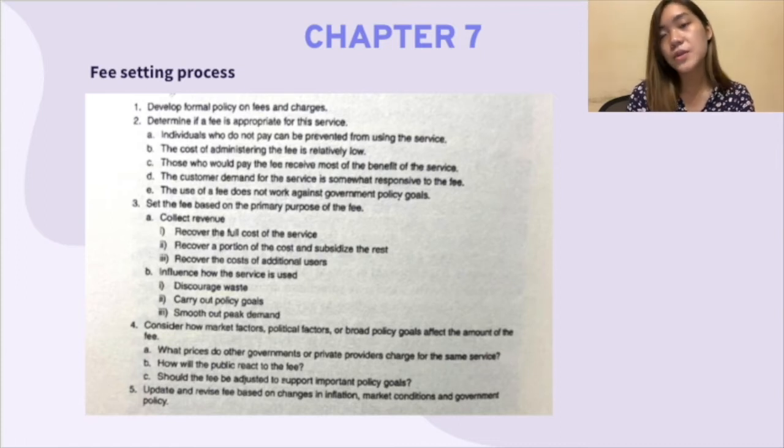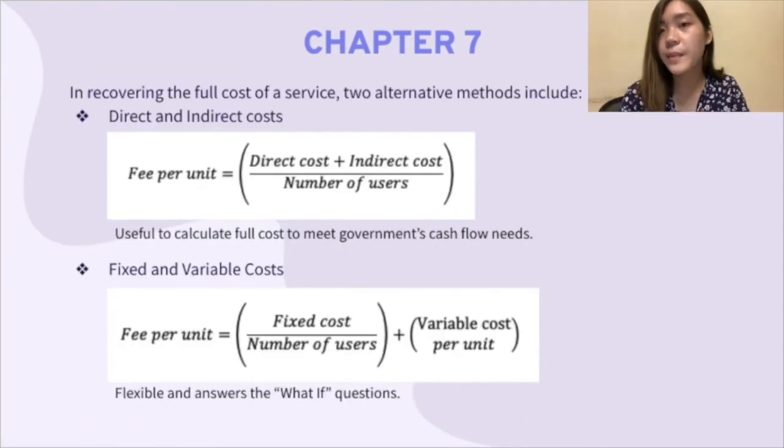As an alternative to the full cost method, there are 2 other methods. These are the 2 alternative methods: direct and indirect costs, and also fixed and variable costs. So the direct and indirect costs method is useful when a government wants to calculate the full cost, not only someday, but when the government must meet its cash flow needs. The fixed and variable costs formula uses the break-even formula, and hence has the advantage of being easier to adjust to change in demand, and the flexibility with the break-even formula also enables the government to ask what if and adjust the formula accordingly.